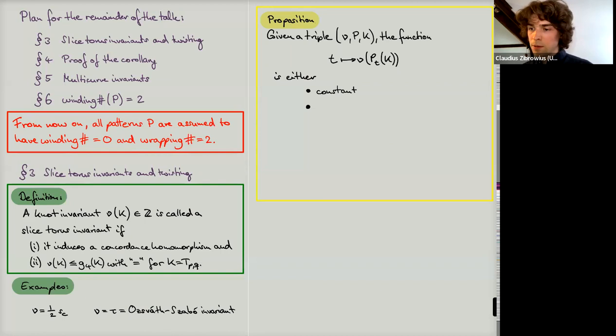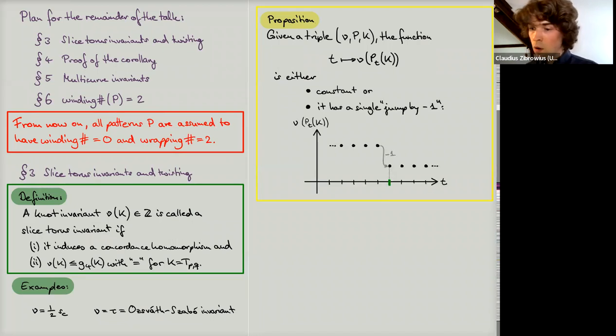To understand twisting, let's look at a fixed triple. We have a fixed sliced torus invariant mu. Think of the Rasmussen invariant or half the Rasmussen invariant. Then fix a pattern P and some knot k. And then we consider the sliced torus invariant of these twisted satellite knots as a function of t, the twisting parameter. The following proposition, which is not hard to prove, says that this function is either a constant, which is very boring, or it is almost boring.